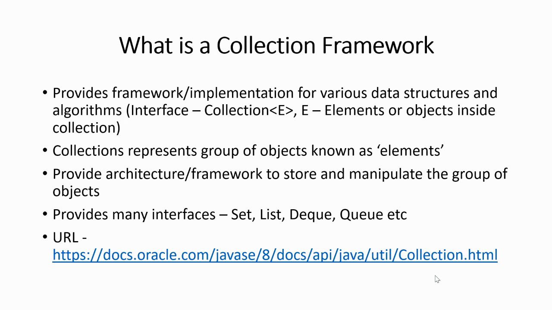The collection provides the architecture or framework to store and manipulate the group of objects. Let's say, for example, you have a dynamic array, which we call an array list, and that array list stores the names of persons. So it's basically a dynamic array of string, since a person name is a string. And if you want to remove, add, or manipulate any kind of data, collection provides various methods to do that, as well as many interfaces such as set, deque, list, queue, map, and sorted set. We are going to see all of this in the next few slides.